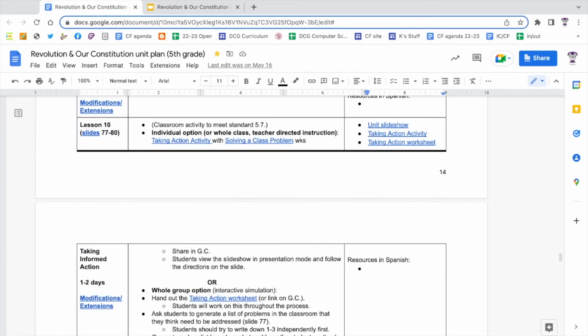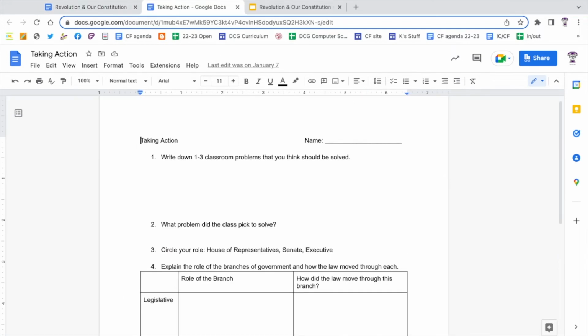Lesson 10 focuses on the taking informed action aspect of the 5th grade social studies standards. In this lesson, students work through and learn about some of the democratic processes, such as voting or lobbying, and what it means in order to try and get their particular solution passed. As the students move through this activity, they begin by brainstorming some classroom problems that might need to be solved. Then they work together as a class to determine which one will be the focus.